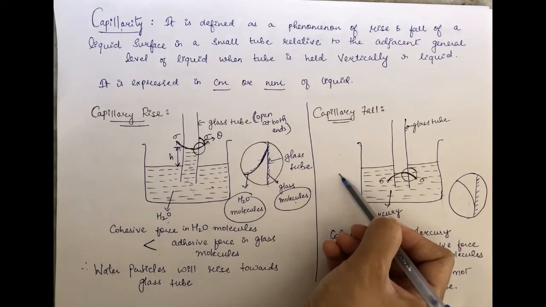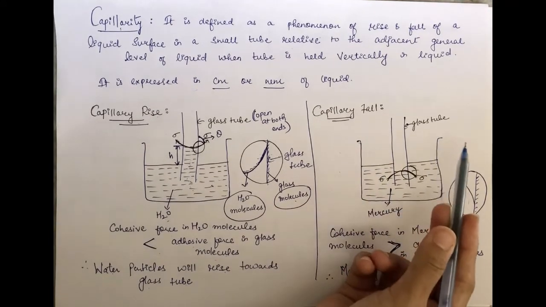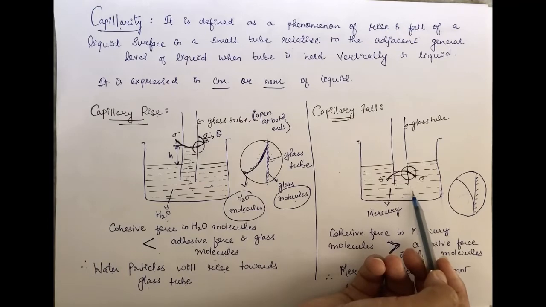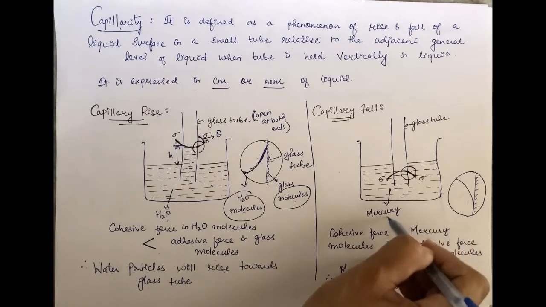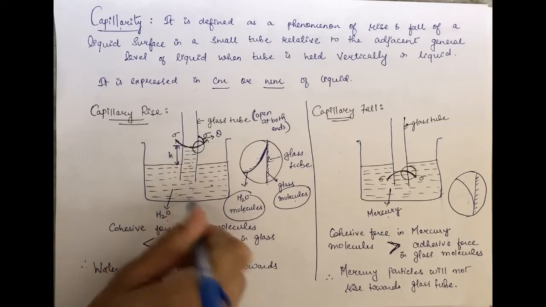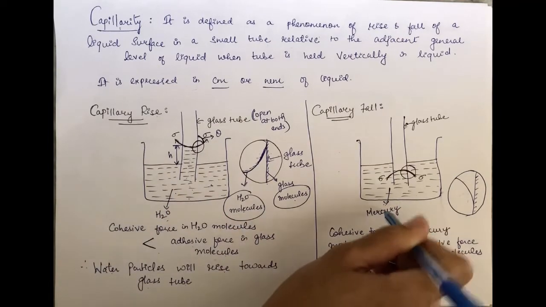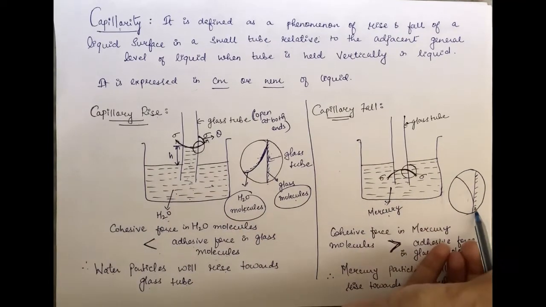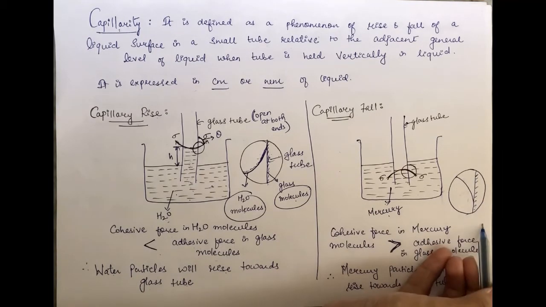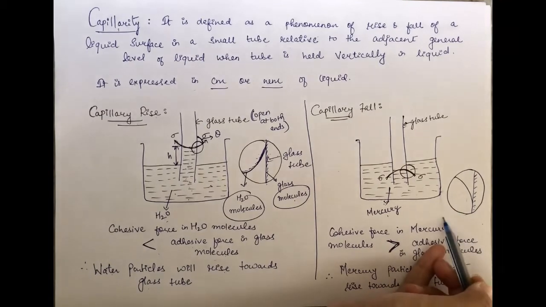Now coming to the capillary fall. Here you can see there is also a vessel in which a fluid is filled, but the fluid is different. Here the fluid filled in the vessel is mercury. In the earlier vessel it was water, while in this vessel it is mercury. Again zooming in on the same picture, there will be molecules of glass and molecules of mercury as well, but here the case will be inverted.